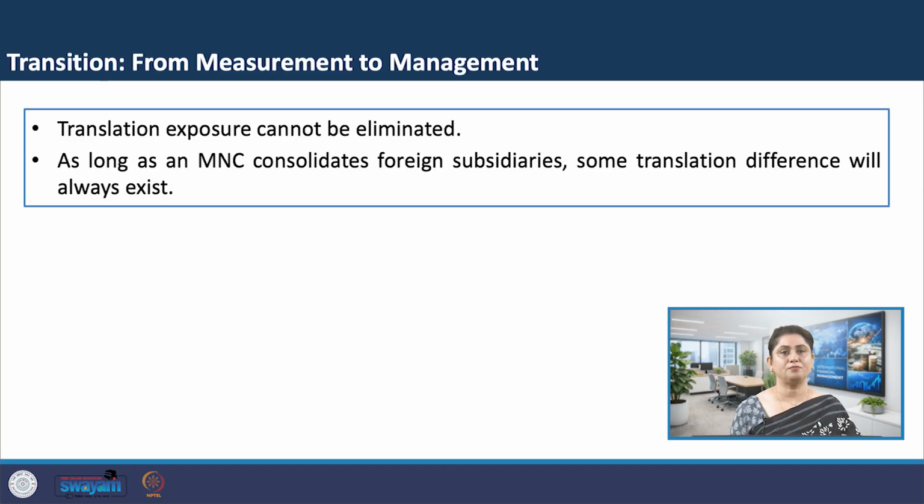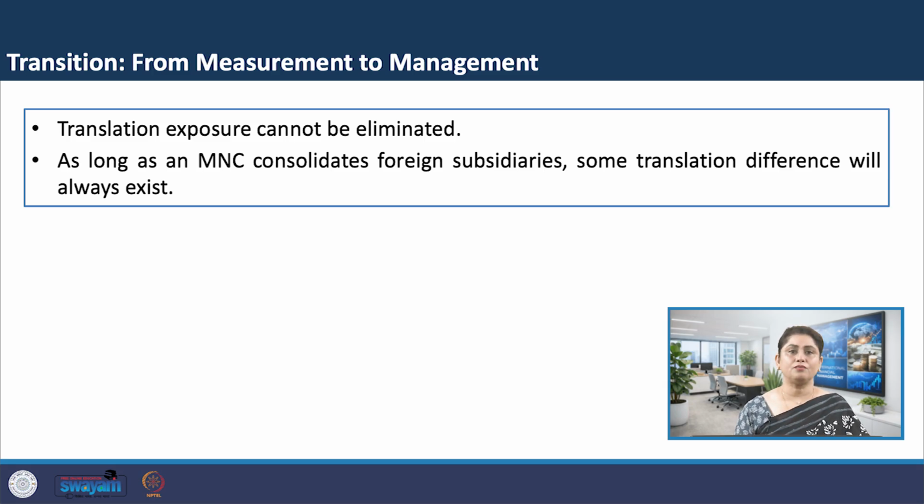So far, we have been focused on understanding and measuring translation exposure. We know how it arises, we know how different methods handle different items, and we also know how both the balance sheet and income statements are affected. But understanding the exposure is only the first step. The equally important question is, what can a firm actually do about it?